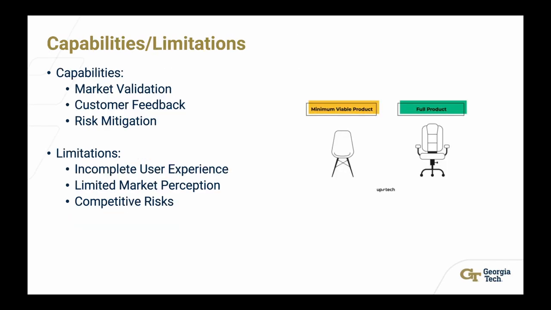Its capabilities include market validation by determining whether there is a market demand for the product or idea, customer feedback with collecting real user feedback on functionality, design, and usability, and risk mitigation by identifying potential issues early. Its limitations, however, include incomplete user experience, limited market perception, and competitive risks with other companies potentially taking ideas from the MVP.